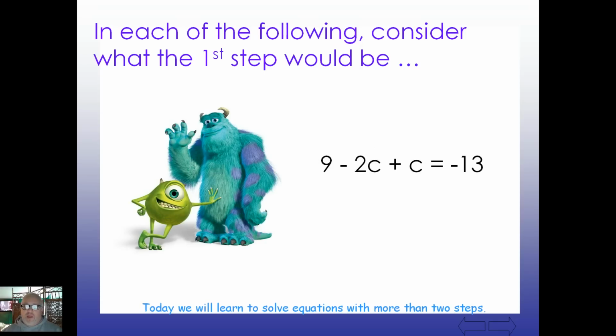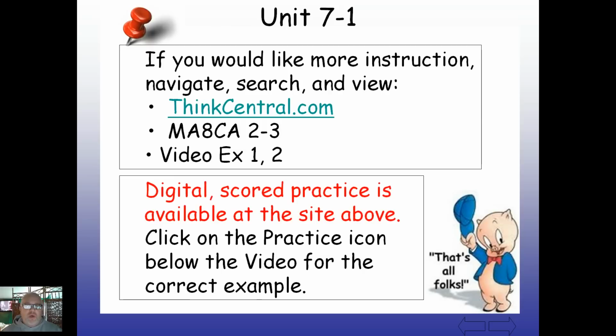How about this guy here? 9 minus 2c plus c equals negative 13. What's the first step now? First step, combine like terms or combine the c's, right? Negative 2c plus 1c, you should end up with a negative c there. How about this one? First step, did you say multiply both sides by 4? That's the right answer.